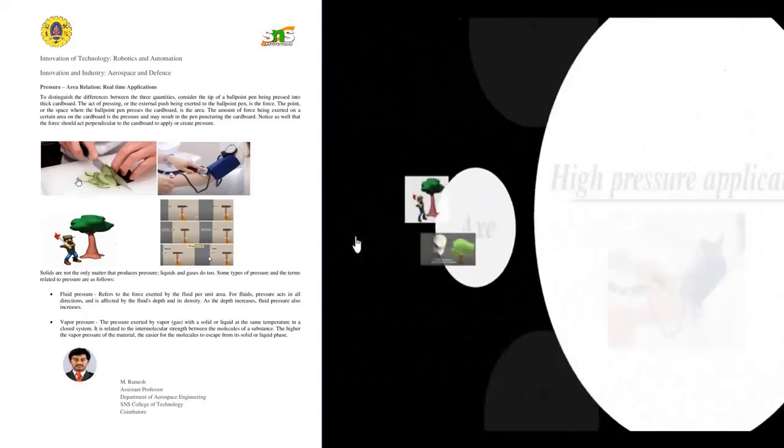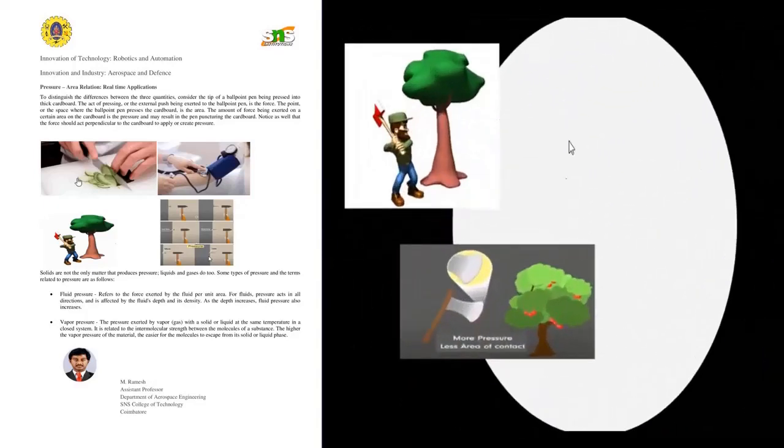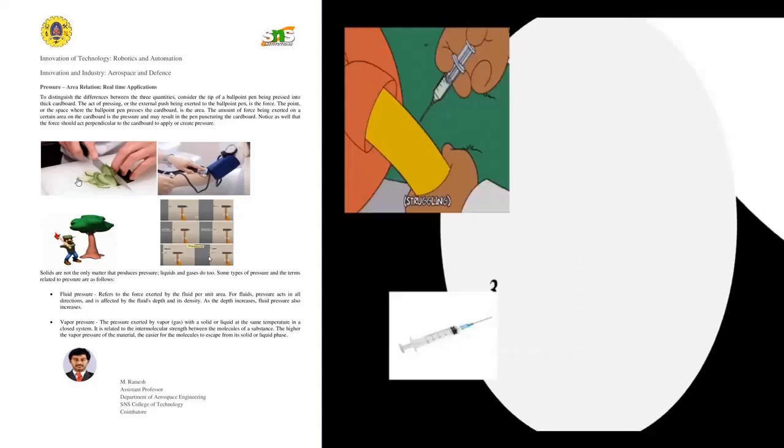Here is another practical application: a tree is being cut by using an axe. The axe edge which is in contact with the tree is small, so a larger amount of pressure is created. Another practical application is a syringe needle. In a syringe needle, the contact area with the body is very small while applying force, so a greater amount of pressure is created during this exercise.